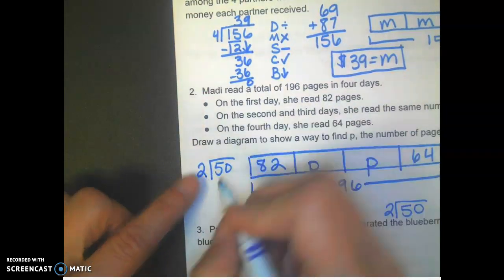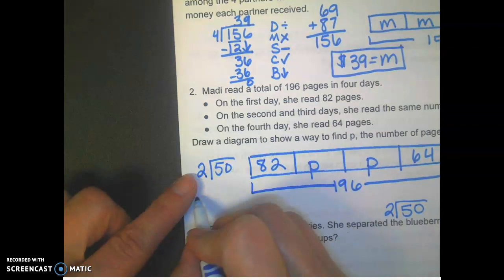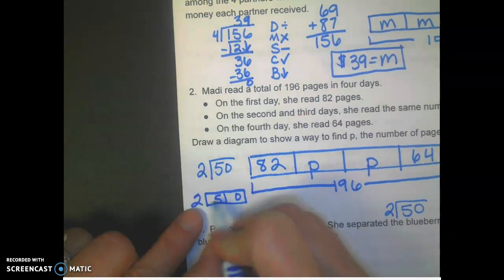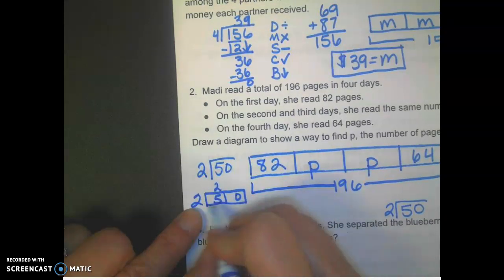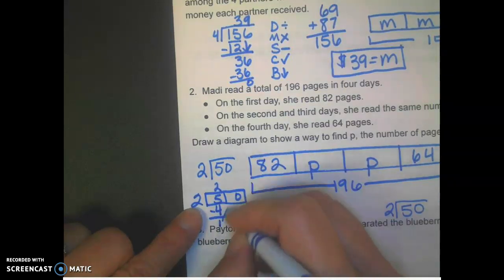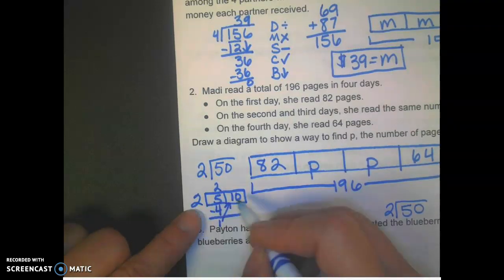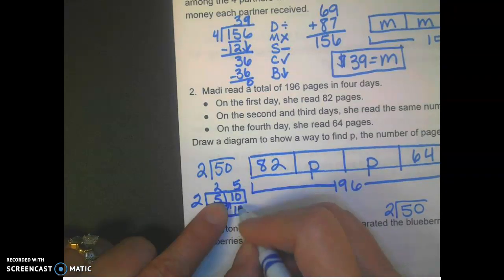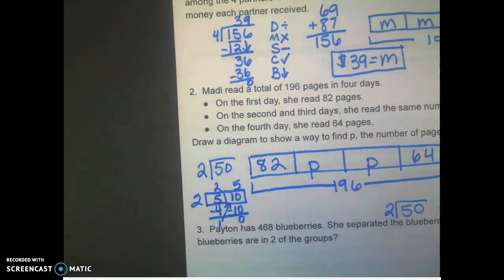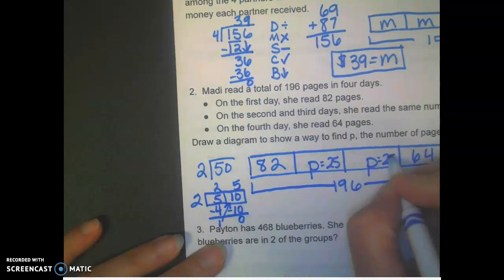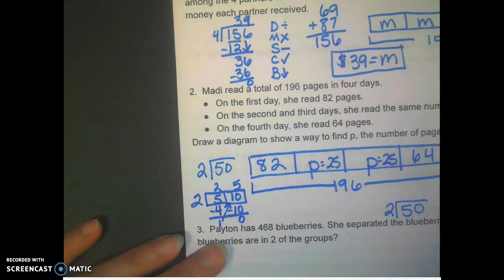And then if you want, you can use the box method, or you can use this method. Some of you like the box, so you would draw your box. 2 goes into 5 2 times. 2 times 2 is 4. You multiplied, now you're going to subtract. 5 minus 4 is 1. Then instead of bringing your 0 down, you bring your 1 up. Then you say, how many times does 2 go into 10? Goes 5 times. Multiply. 5 times 2 is 10. Subtract. And 0. So she read 25 pages on the 2nd day and 25 pages on the 3rd day. So the answer to our question would be 25 pages.